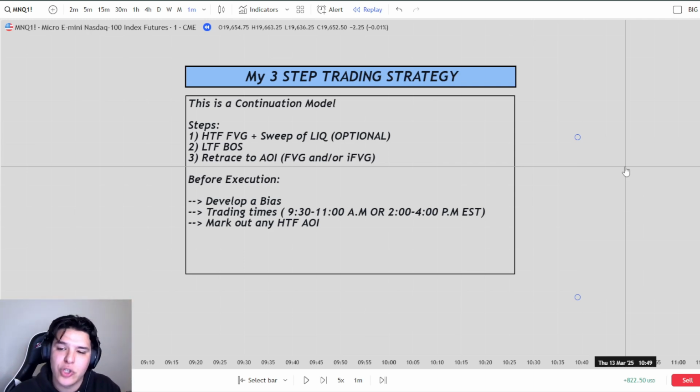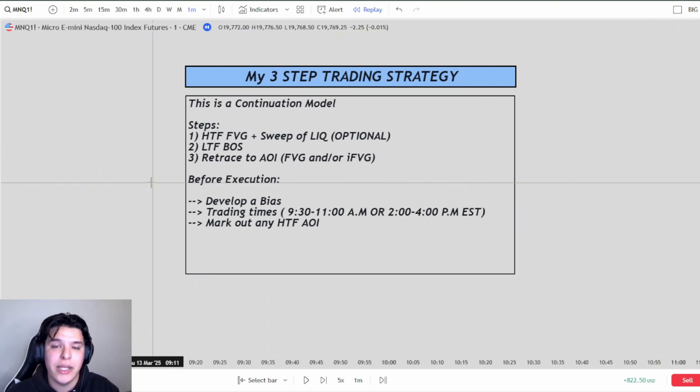I want to go ahead and actually showcase some examples of this entry model at play with price action.